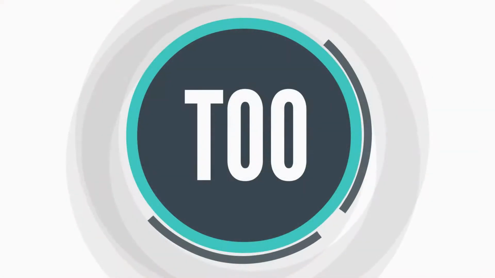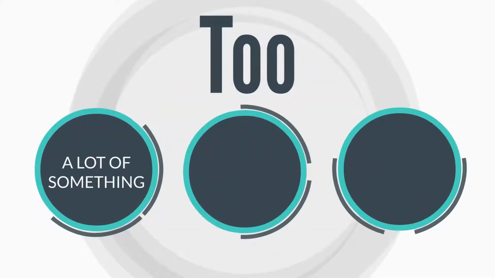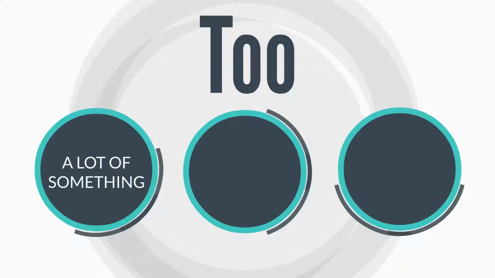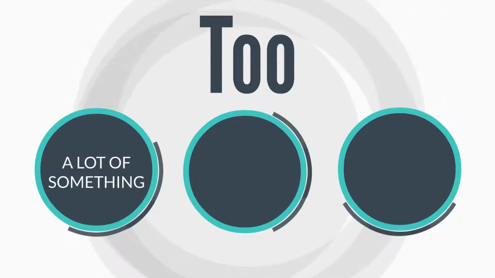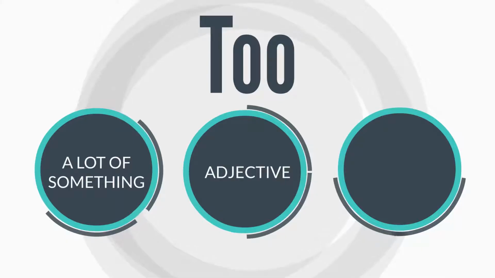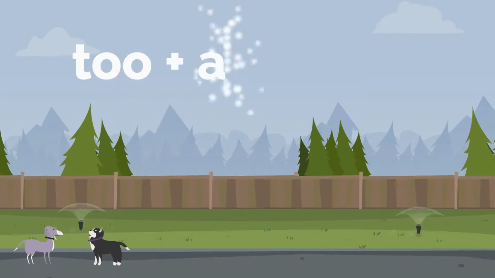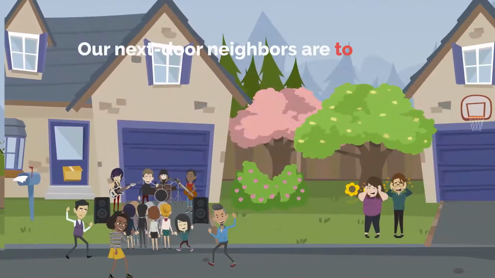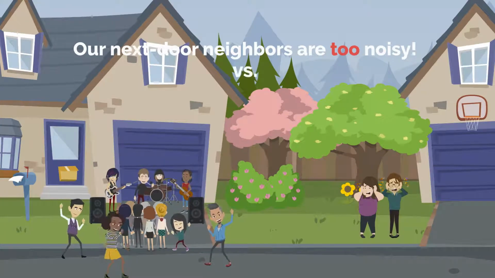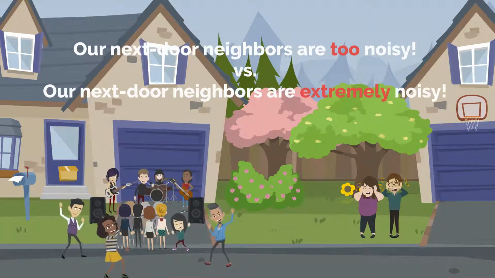Too. The word too means a lot of something. However, it is usually used in a negative manner. It can be used before an adjective or adverb. Too plus adjective. Our next door neighbors are too noisy. In other words, our next door neighbors are extremely noisy.